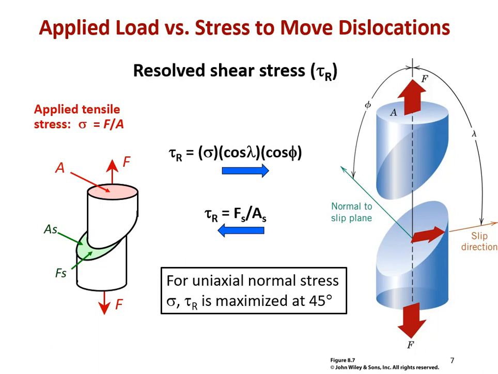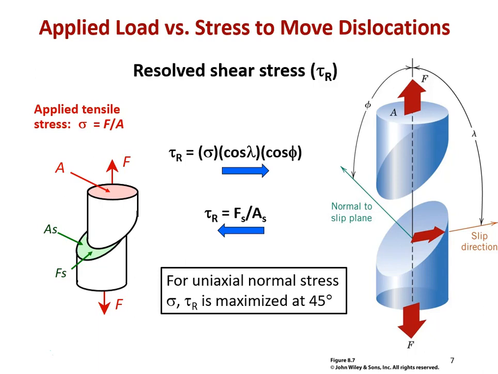So it's just a geometric relationship there. The important thing from our standpoint, when we're looking at analyzing uniaxial tensile stress data and relating the applied stress to our sample with that shear stress that might be moving a dislocation in a grain somewhere within our sample, is that for a uniaxial normal stress, sigma, our resolved shear stress is maximized at 45 degrees from the direction of applied normal stress.